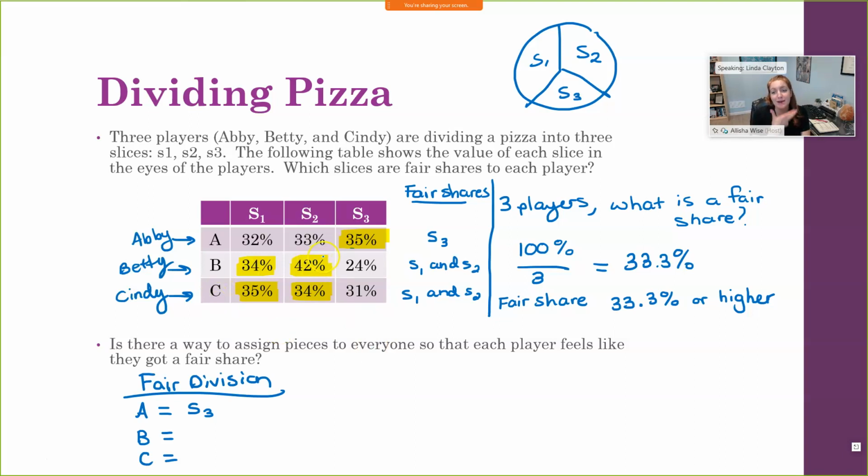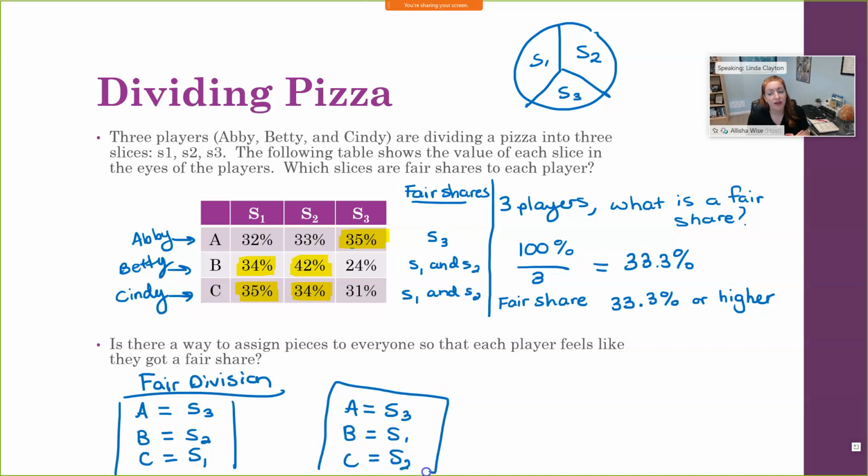If we want to make them happy, we would be like, oh, I'll give Betty S2, right? And then that would leave which slice for Cindy? S1. Yeah. So this would be one way to divide the pizza. But you could also do the following, where Betty gets S1 and Cindy gets S2, and that would be considered a fair division as well, because everyone's getting their fair share. Of course, this would be the ideal situation, because everybody's getting their highest.